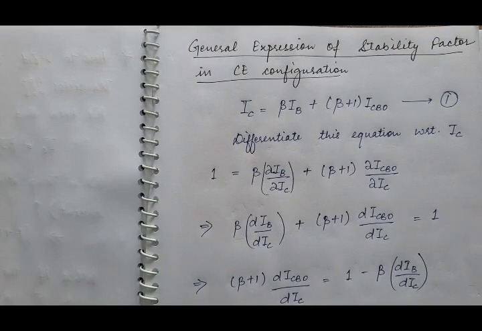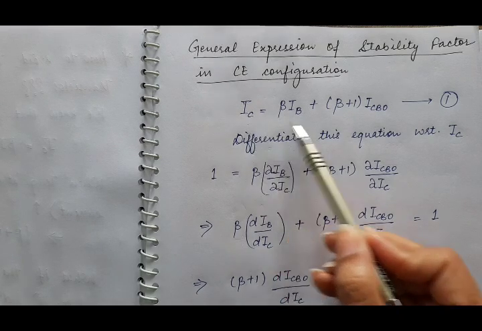Next, there is another expression of stability factor in case of common emitter configuration, which is known as the general expression of stability factor in common emitter configuration. Now we will derive that. So we know that stability factor is the ratio of change in collector current with respect to the change in leakage current. So first of all, what is the value of collector current in case of common emitter configuration? We know that it is equal to this.